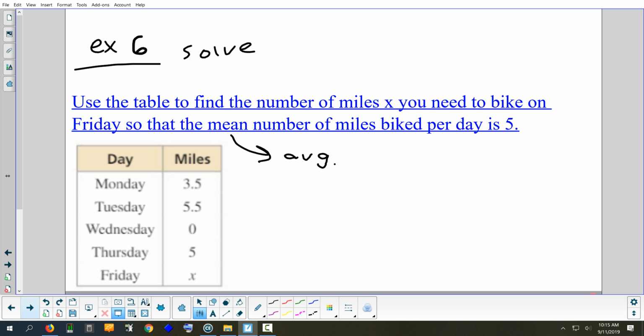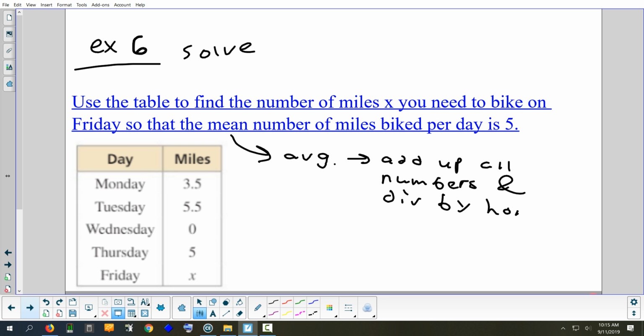Exactly. So average. If you don't know, write it down. Add up all the numbers and divide by how many numbers you added together. Yep. Divide by how many you have.